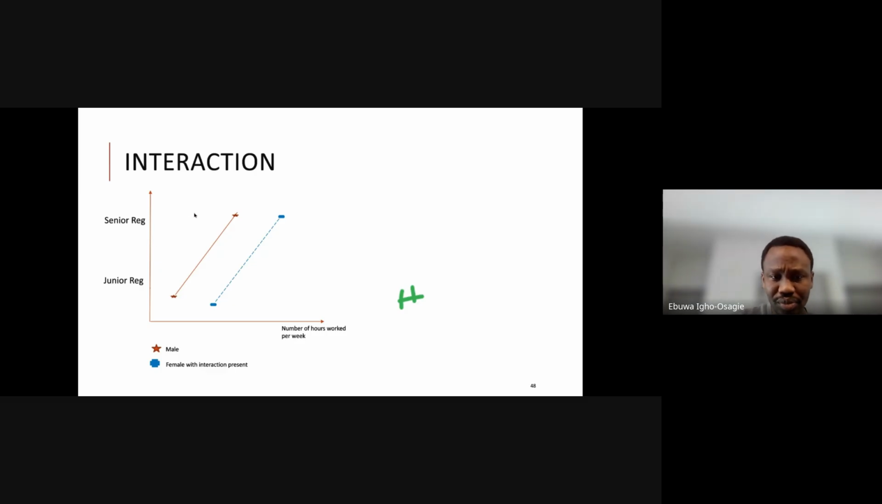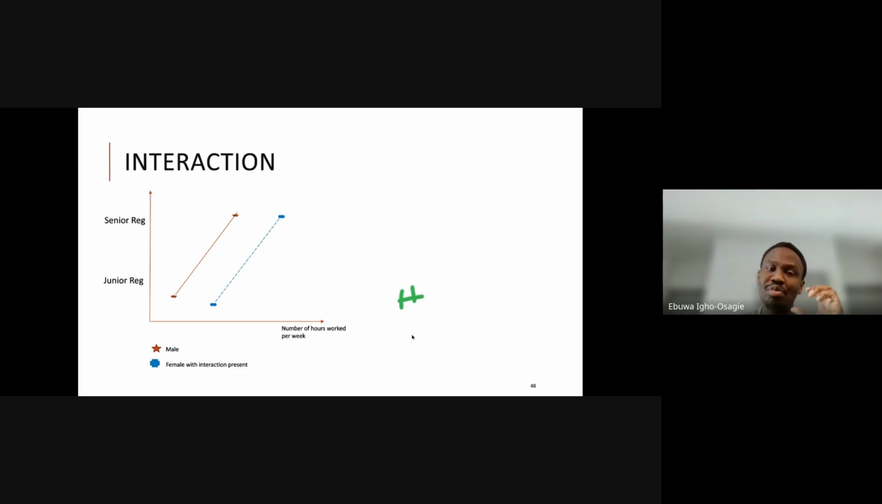And so let me show you here. What we care about is whether sex, right? The relationship between sex and numbers of hours worked. So if you look at the relationship between sex and number of hours worked, right? You would have just male and female, right? But now you introduce a third variable into this relationship. You are now asking, what if they are male and a junior reg versus being male and a senior reg? And what if they are female and a junior reg versus being female and a senior reg?